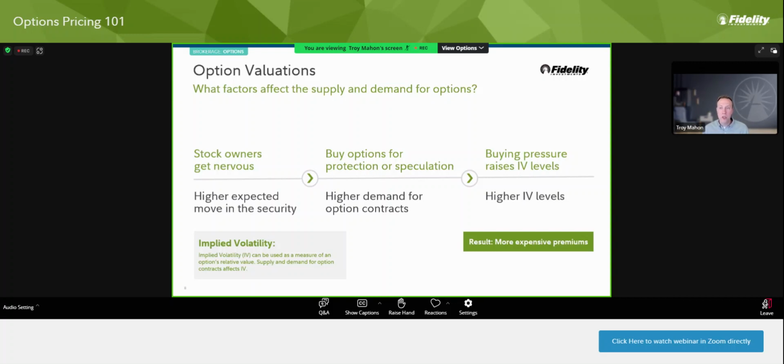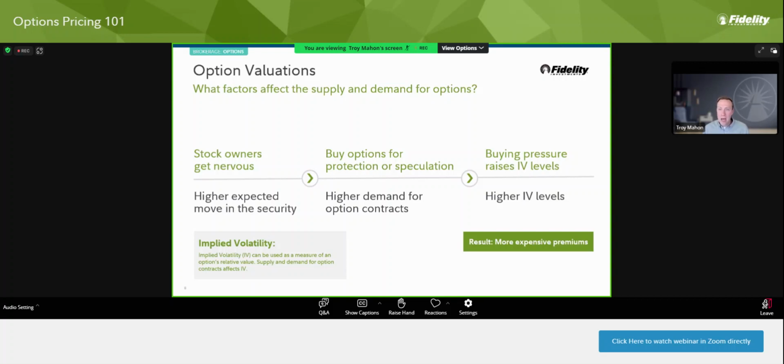Also, how much could a stock potentially go down? That's going to affect put pricing. So when our expectation changes, stock owners tend to get nervous. They can buy puts for protection. We can also just buy puts for speculation in terms of if we're expecting significant downside.